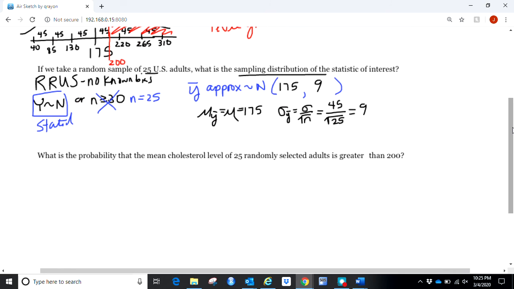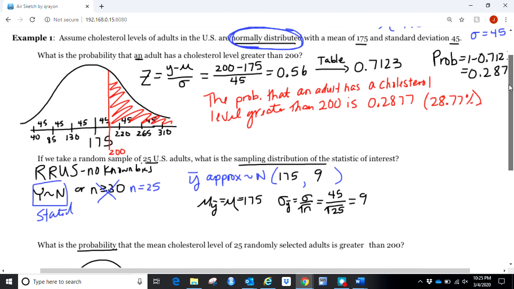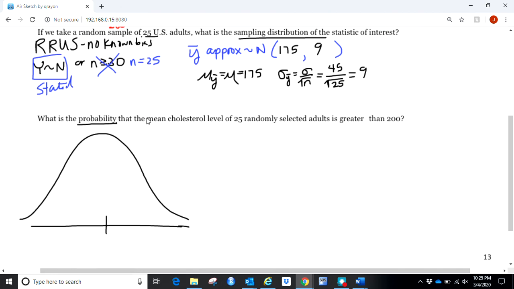Finally, we're asked to find the probability that the mean cholesterol level of 25 randomly selected adults is greater than 200. Again, we're asked to find a probability, so I generally start with a picture. Is this picture going to be exactly the same as we had up here? How is this problem different than the one that was stated up here? Here we're looking for an adult having a cholesterol level greater than 200. Now instead we have the mean cholesterol level of 25 randomly selected adults.